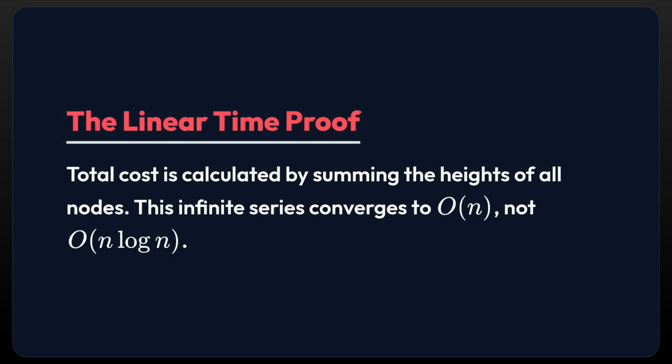Floyd's genius relies on the geometry of the tree. The cost of building a heap is the sum of the heights of the nodes. Since half are leaves with height 0, the mathematical series converges to linear, O(n), rather than log linear.